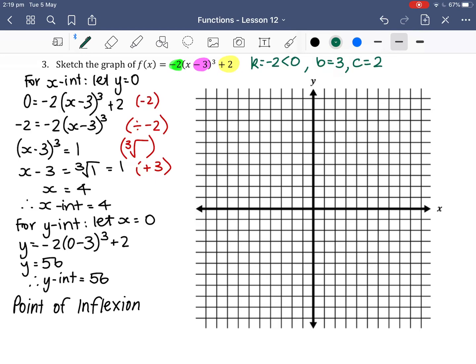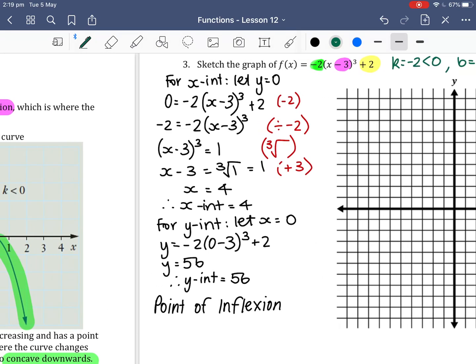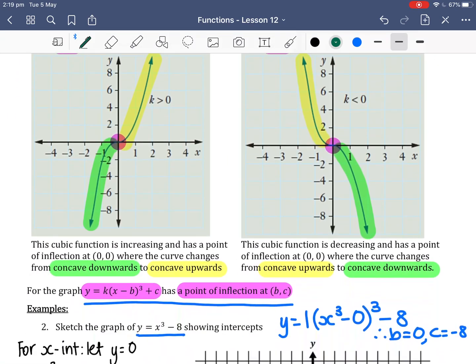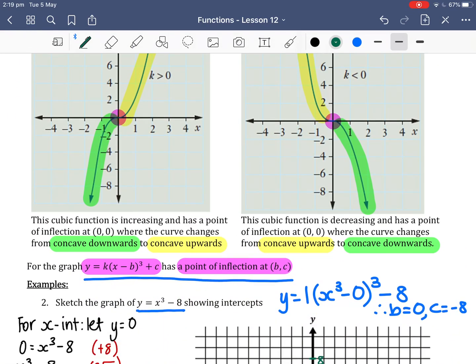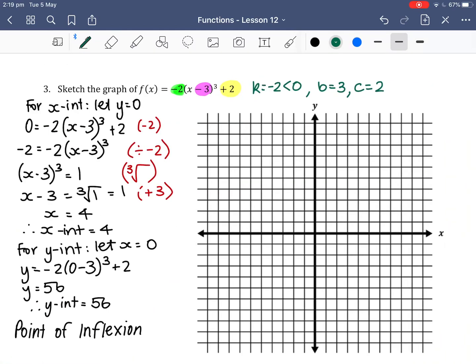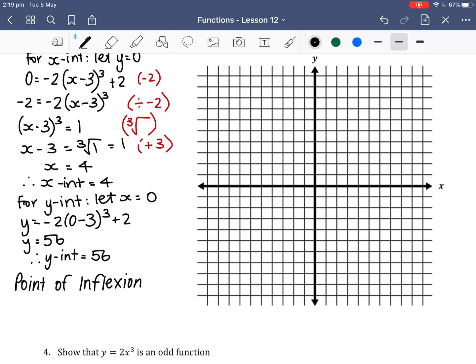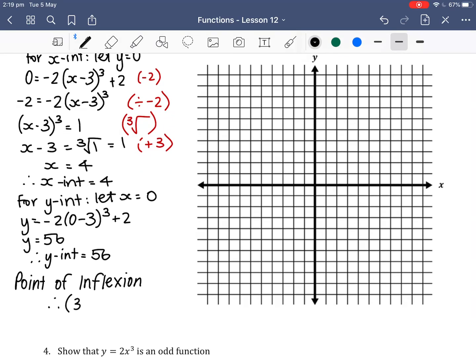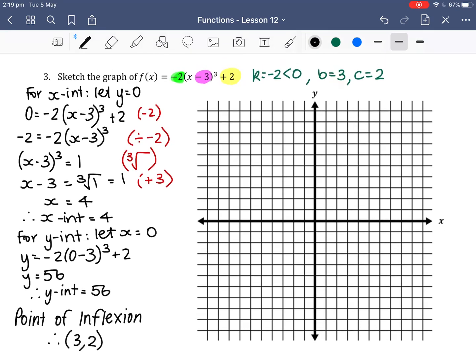Now the reason why b equals 3 and not -3 is because that's what the root will be, and because if we go back and have a look here, it is negative here, and that's what our b equals. So our b equals 3. So therefore our point of inflection will be the point 3, 2. So now what we need to do is sketch the graph.